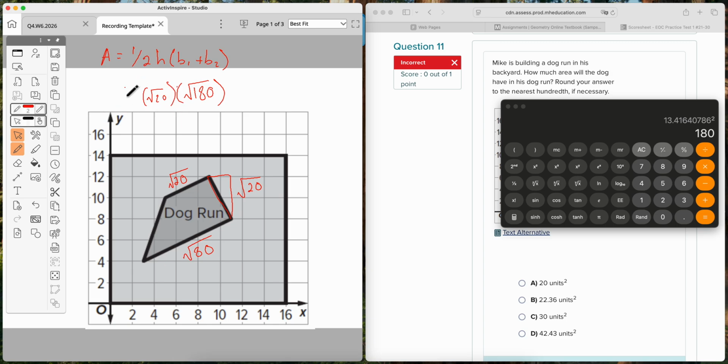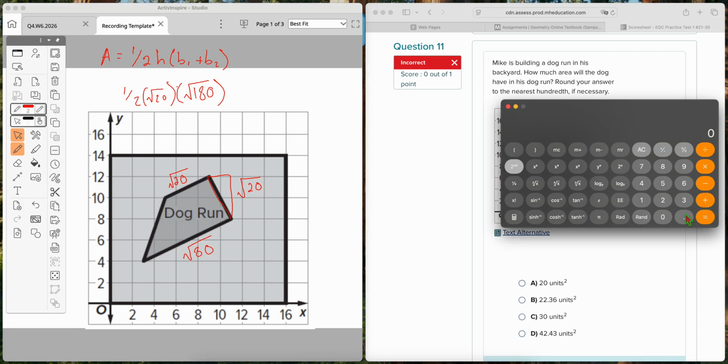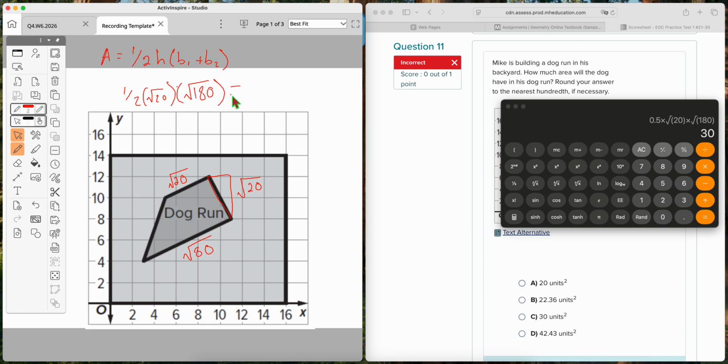And then we're going to have whatever we get. Alright, so let's put this all in the calculator, let that do a lot of the work. 0.5 times 20 square rooted times 180 square rooted. Wow, got a very whole 30. So it looks like the area is 30. They didn't give us a measurement, so just 30 square units.